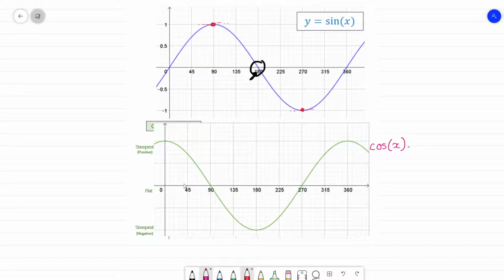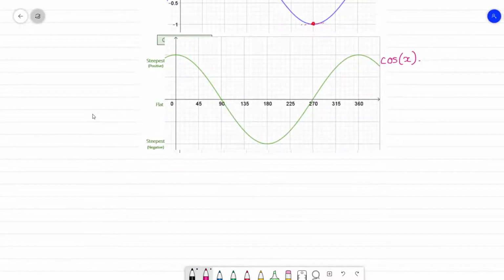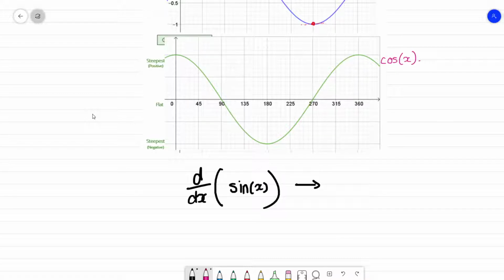Yeah, we'll take it. So the key thing to take away from this, something that we're going to use in the differentiation module, is that if I differentiate sine, I should get cos.